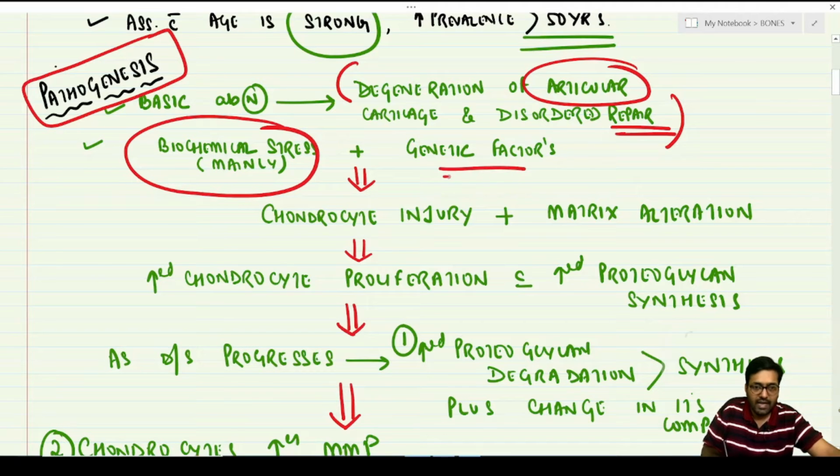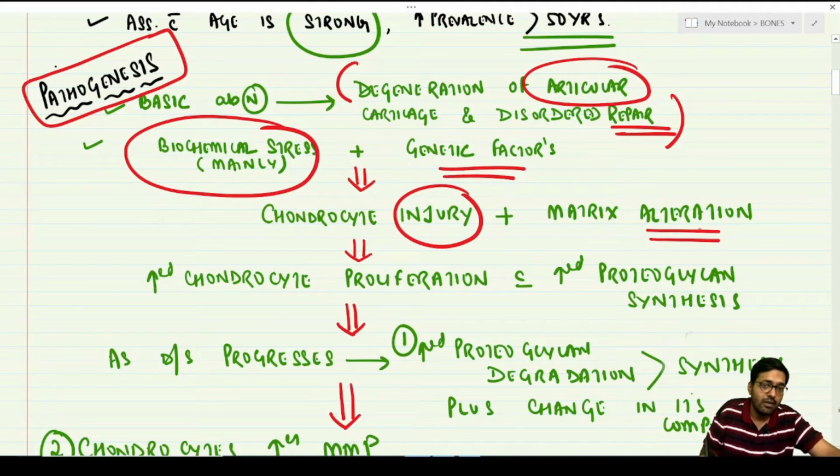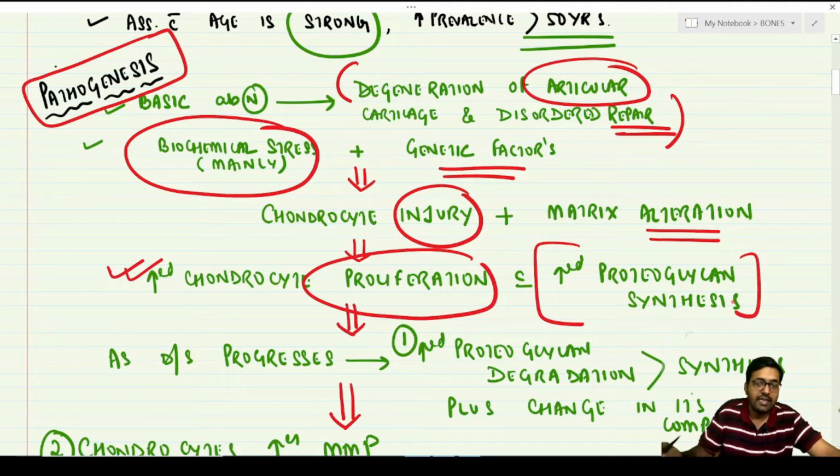Okay, along with that, certain predisposing genetic factors are there that cause injury to the chondrocyte, plus they are also going to alter the extracellular matrix material. And that is going to cause increased chondrocyte proliferation associated with increased proteoglycan synthesis.